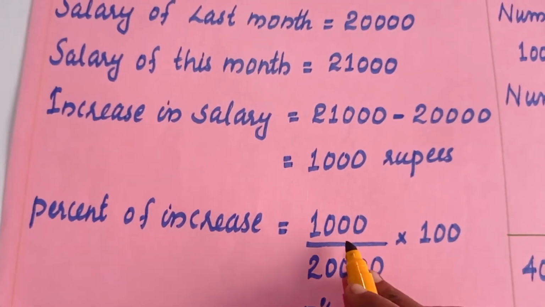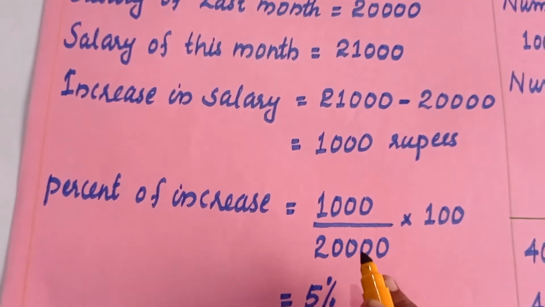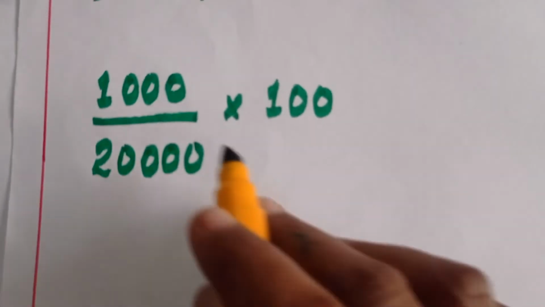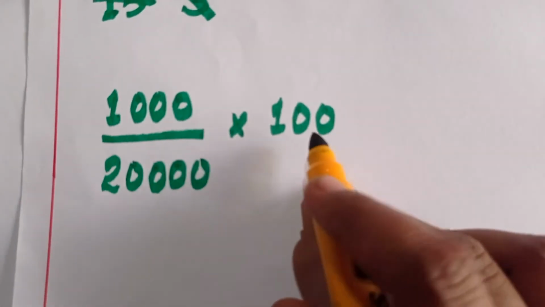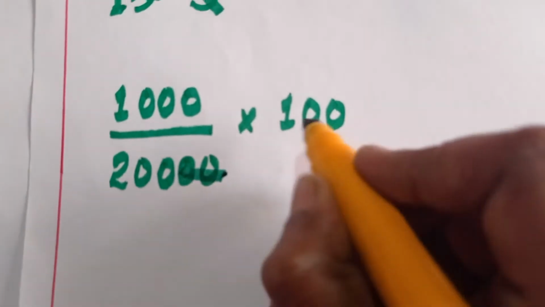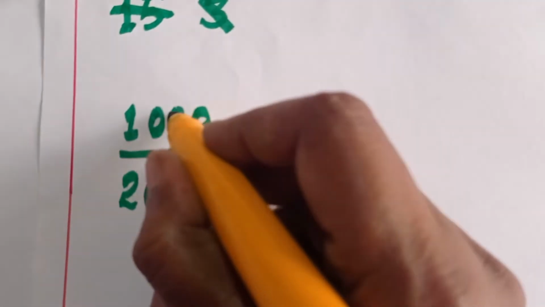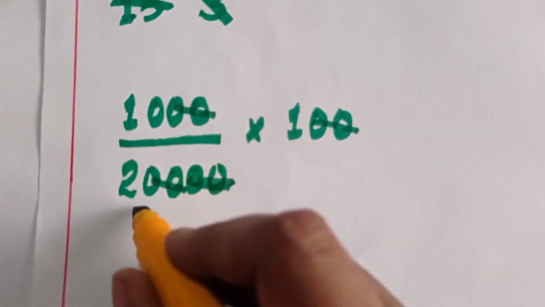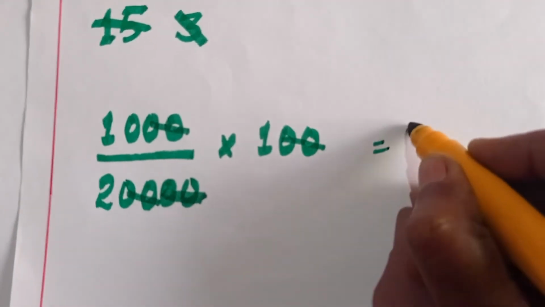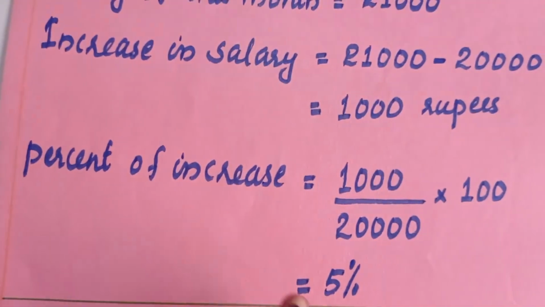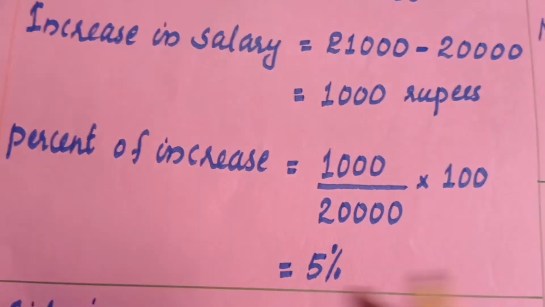That is 1,000 by 20,000 into 100. Cut these two 0s and these two 0s, and also these two 0s and these two 0s. 10 divided by 2, that is 5%. Then the percent of increase is 5%.